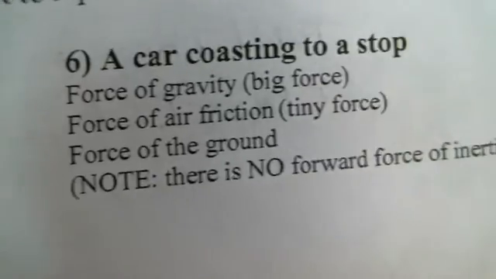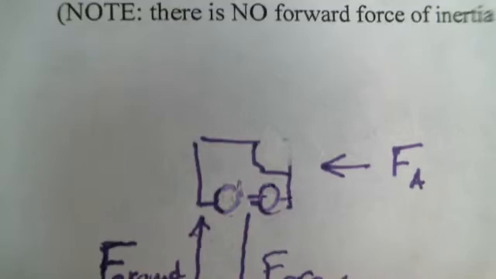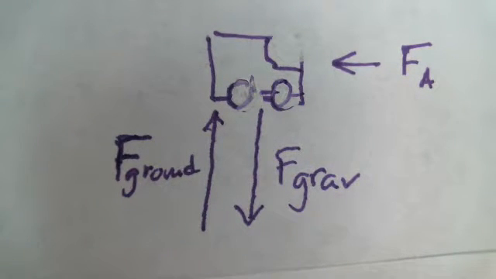Number 6, a car coasting to a stop. And I tell you that there are 3 forces acting on this car. The diagram is going to look like this. The force of gravity and the force of the ground are the same length but acting in the opposite direction. We know that they're the same length because the car is not accelerating upwards or downwards. It's not sinking down to the center of the earth. It's not flying up into the air. So the up and down forces are equal and opposite. We're given just one other force, the force of air friction, so I have that pointing to the left.